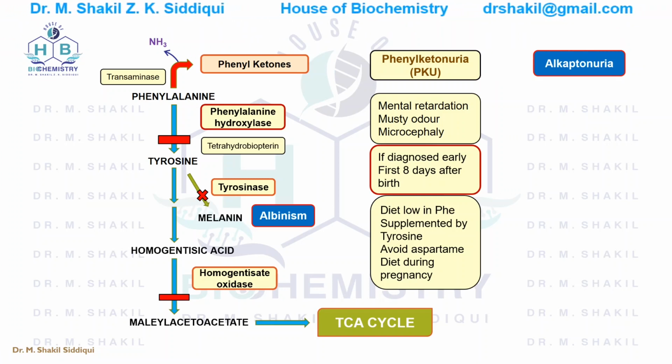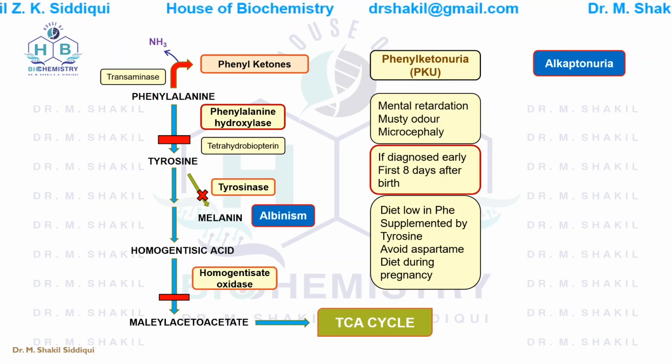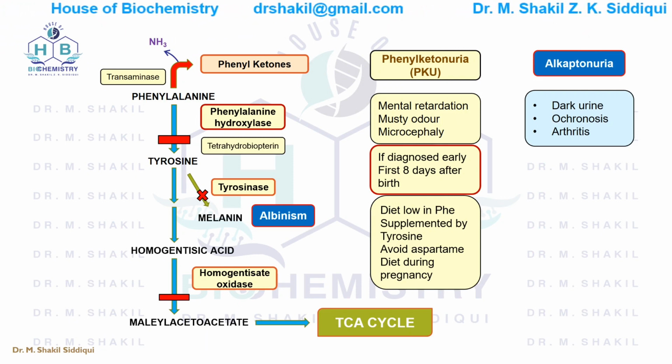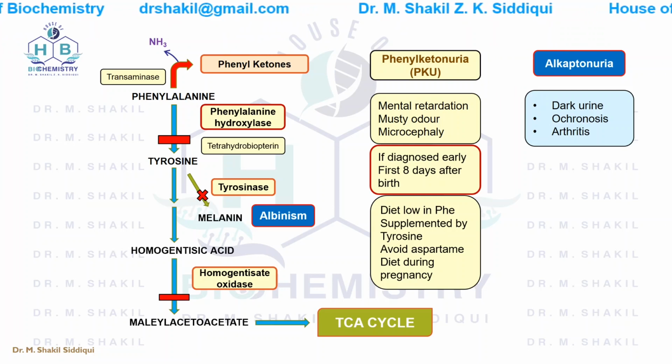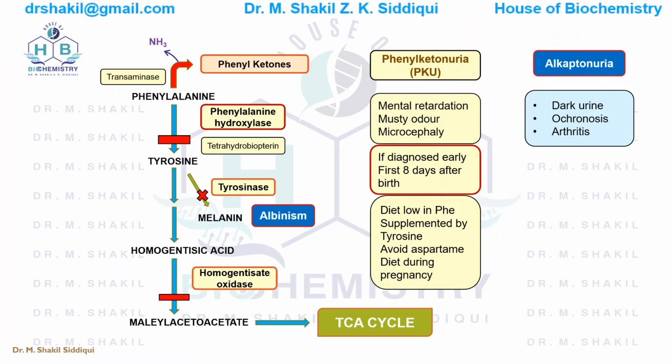it can give rise to other symptoms like ochronosis, that is the darkening of the cartilage. It also causes arthritis as it enters and gets deposited into the joint cavities and cartilages.